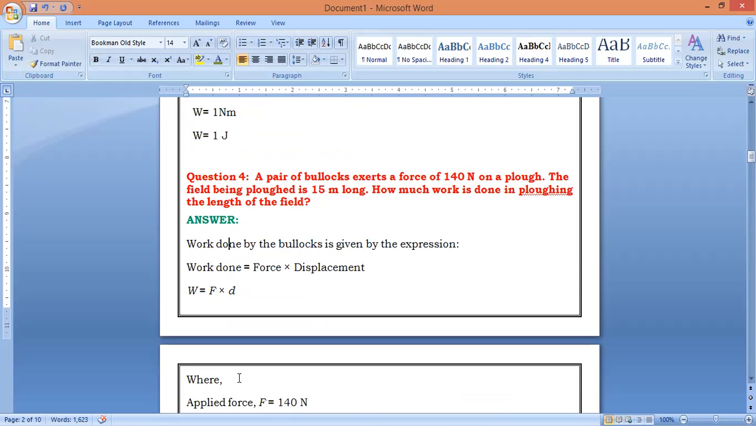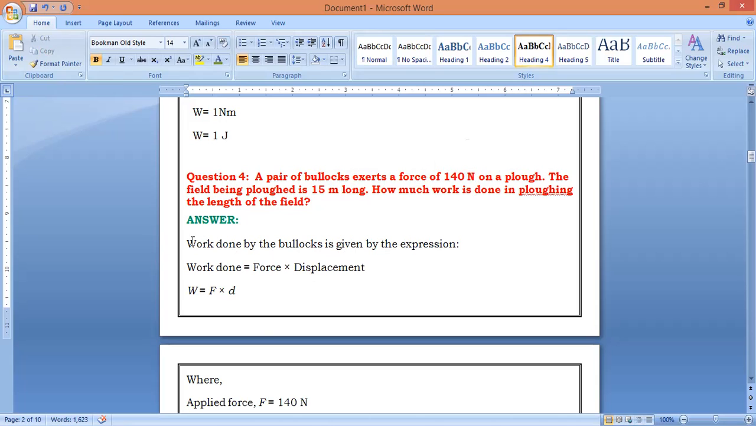What they have given here: whenever questions are given, we have to check the unit. Here they have given the unit Newton, so that is nothing but the force applied. The force applied is equal to 140 Newton and the field being plowed is 15 meter long. The unit is meter, that is the standard unit of displacement. So here 15 meter is the displacement of the object.